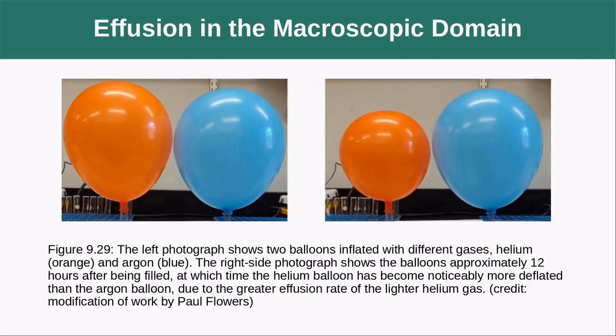If we picture that, that's pretty much what's happening in the case of a balloon. Gas is slowly effusing out through tiny orifices in the surface. If we had argon and helium, or helium and argon, we would see that the helium starts to effuse out quite a bit faster.